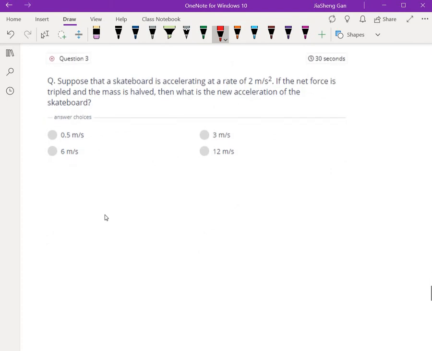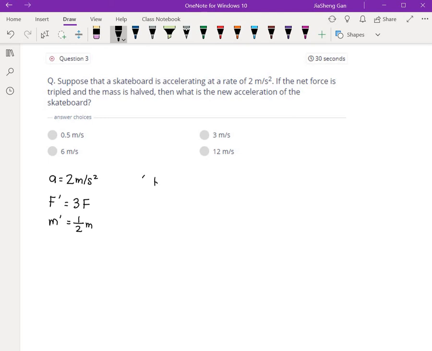Question 2. Suppose that a skateboard is accelerating at the rate of 2 meters per second squared. So the first information that they give is 2 meters per second squared. If the net force is tripled, the new net force, we call it F prime, is 3 times the original net force, and the new mass is half of the original mass.